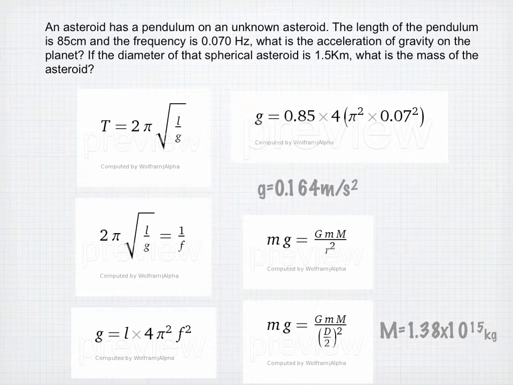We're not given the radius directly, we're given the diameter. So using the definition of diameter, we're going to then solve for M. Little m's are going to cancel out, and we're going to get our final equation when we plug in and solve that the mass of the asteroid is 1.38 times 10 to the 5th kilograms.